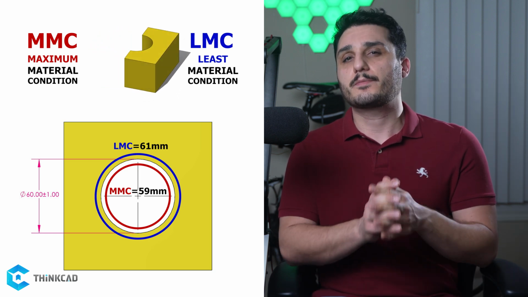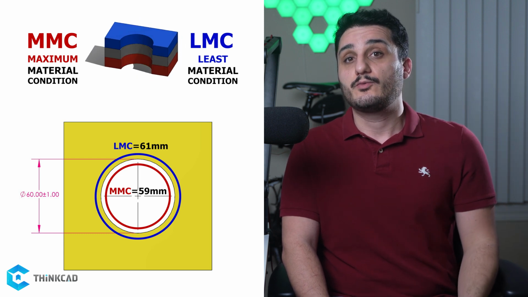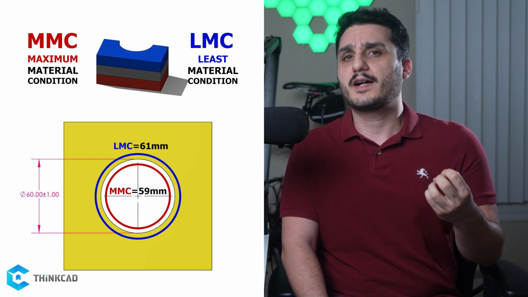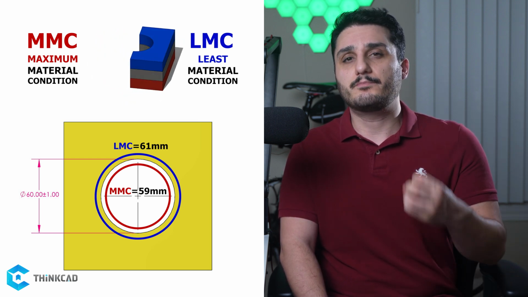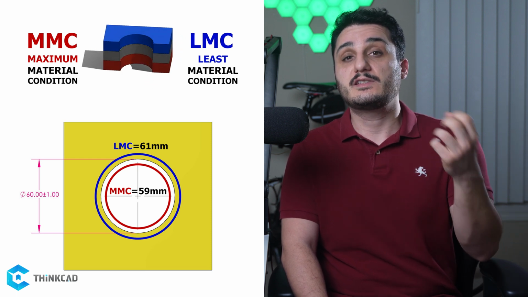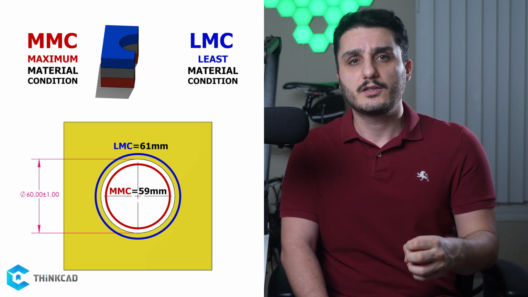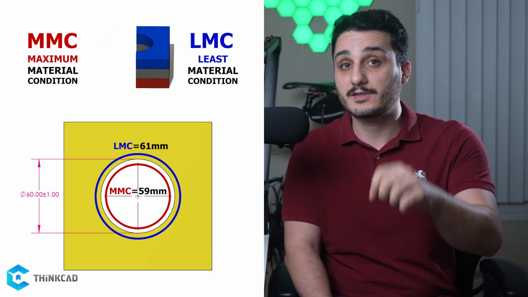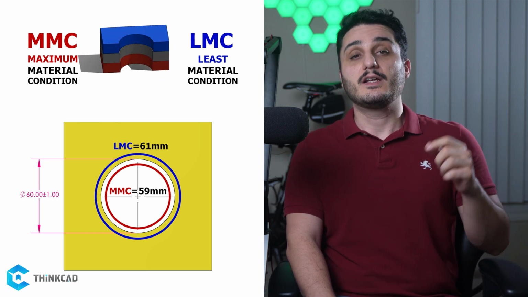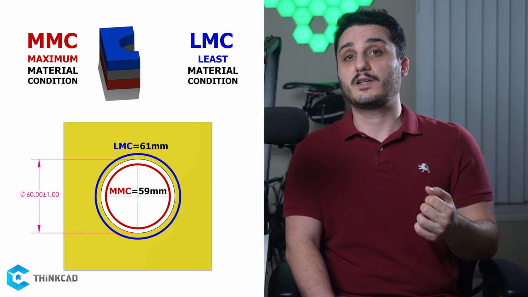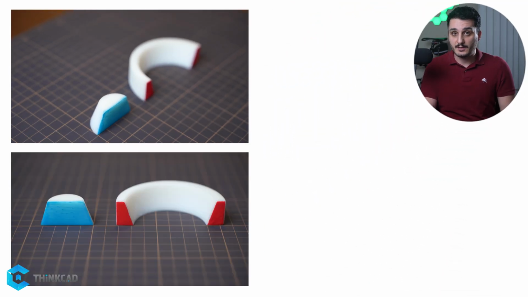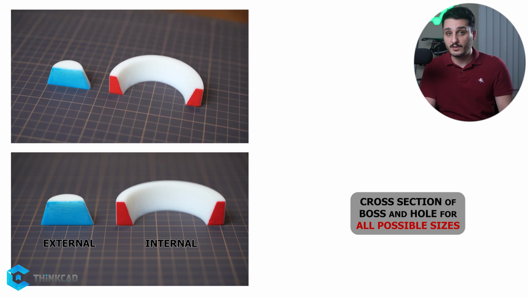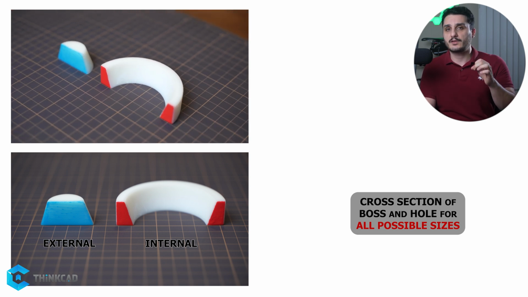Now, let's also look at our part in all 3 states. We have our MMC in the bottom, our LMC on top, and our nominal value in the middle. Just remember that boss and hole features get to MMC and LMC the exact opposite way due to their nature. Boss features have material and hole features have absence of material. Easy, right? Now, let's approach this in a more interesting way. Let's look at these 2 parts here. What I have is a cross-section of a cylindrical boss and hole feature next to each other. I have cut them from the center so you visualize them better.